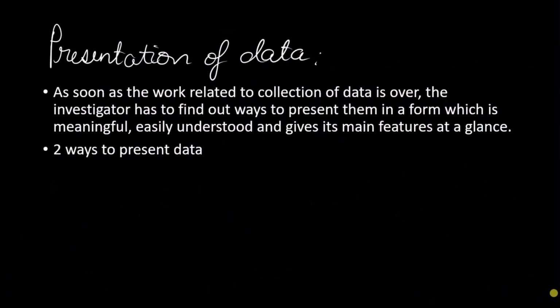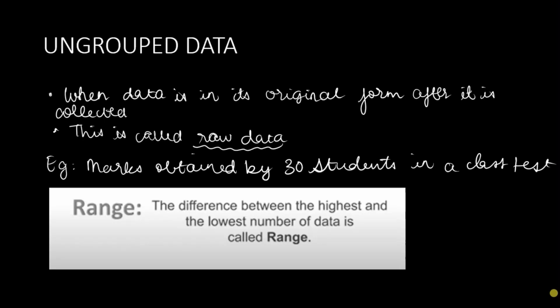Now, we have learned what is data and what are the types of data. Now we also need to present this data. Am I right? As soon as the work related to collection of data is over, the investigator has to find out ways to present them in a form which is meaningful, easily understood, and gives its main features at a glance. So whenever I finish collecting my data, I need to present it in such a way that it is meaningful, easily understood, and gives its main features as soon as I look at it. Now we can present data in two ways.